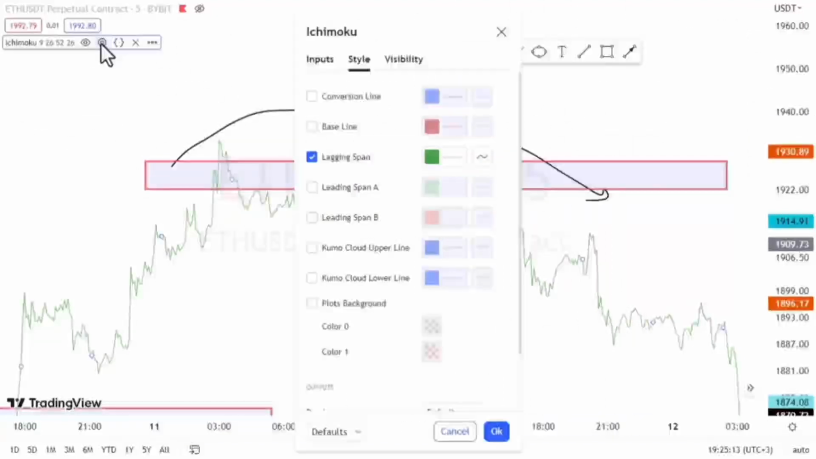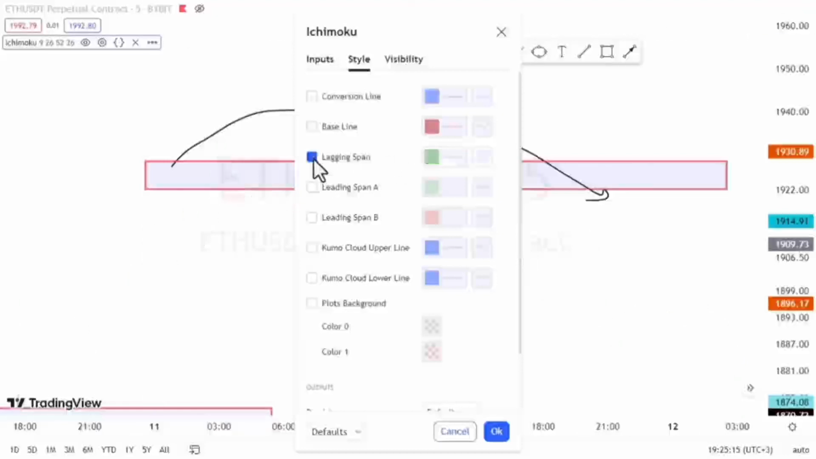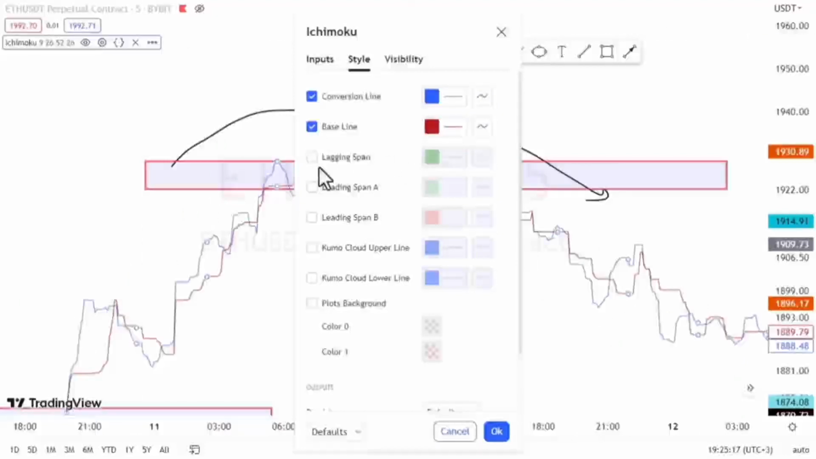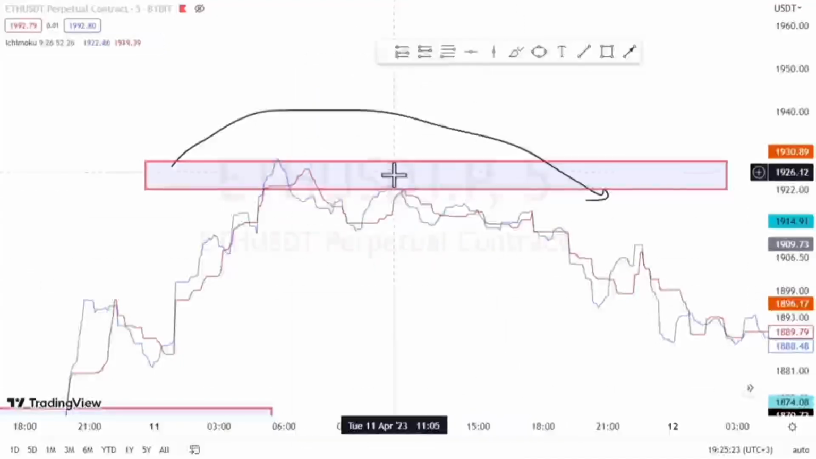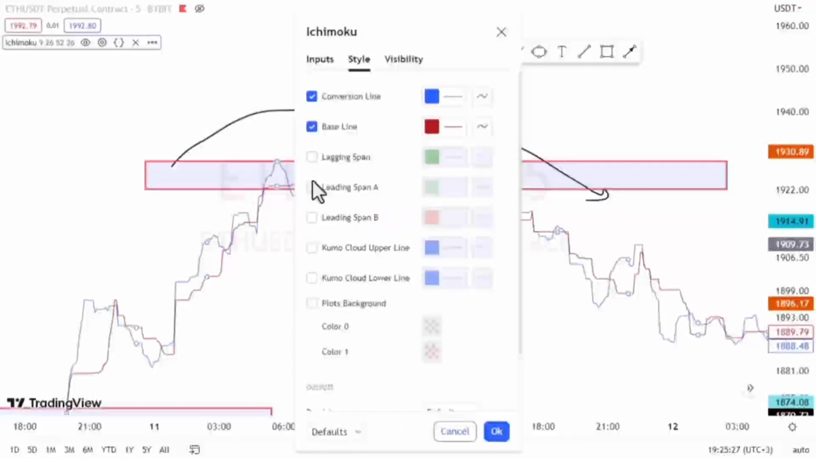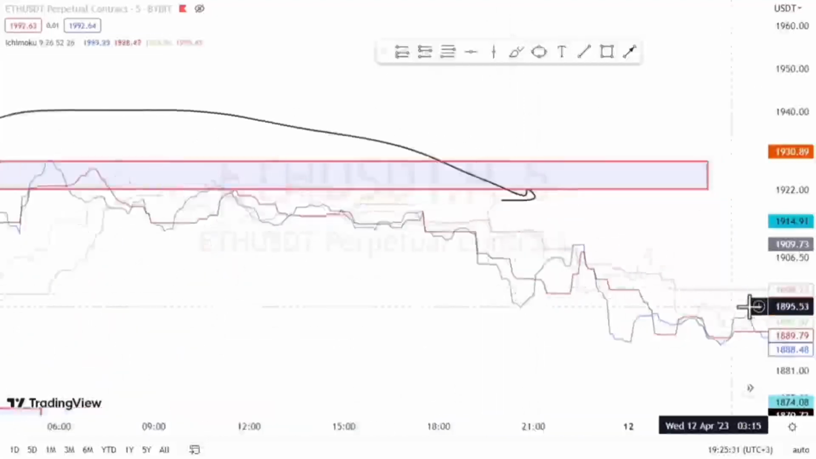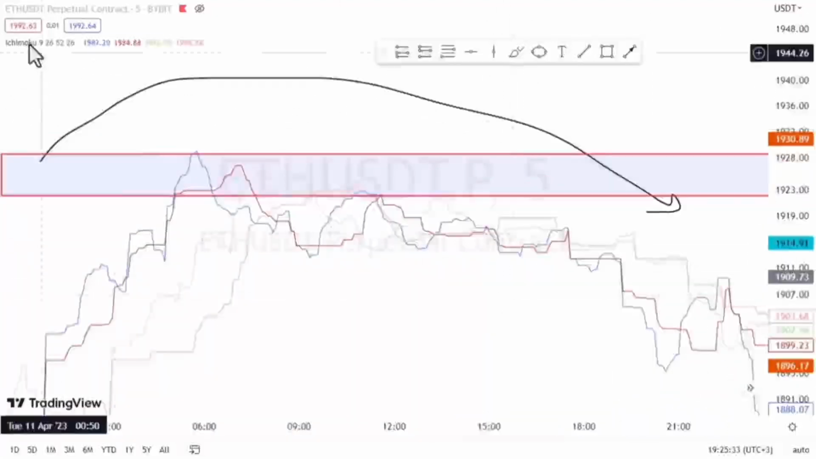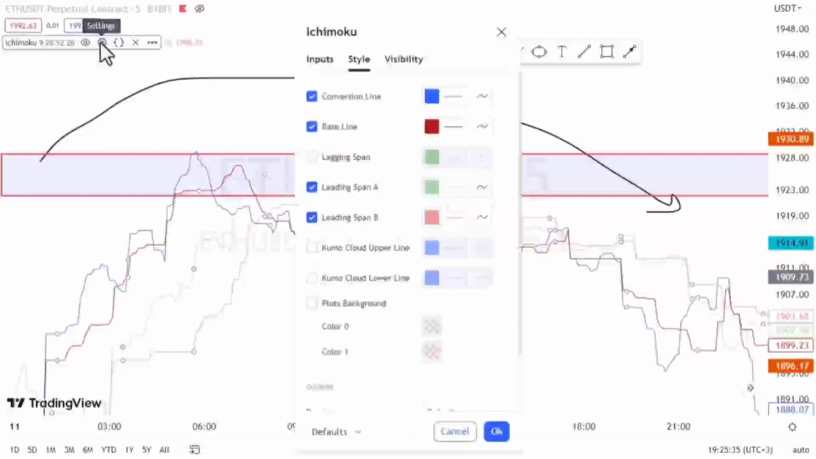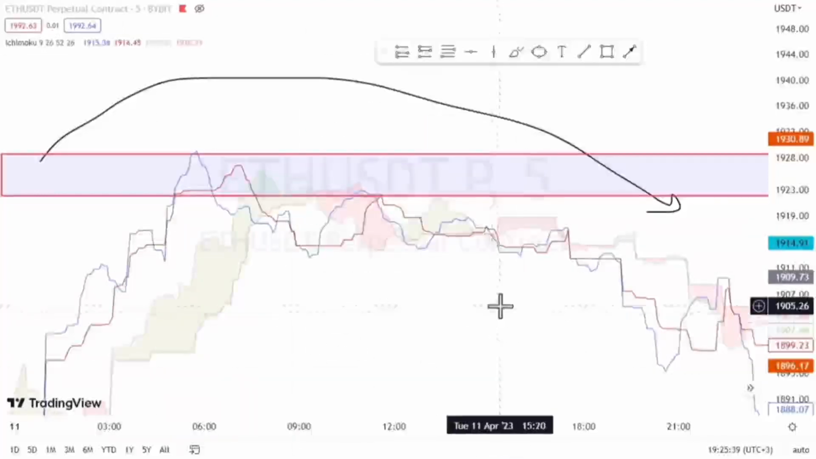And now we're going to get back to Ichimoku, remove lagging span and bring everything up one by one. So we wait for a cross below it. Let me bring the leading span A and B on too. First, it's so messy. Let me bring the plots background. It's so messy, but do not mess up your mind. First, this is our resistance level. We know that the price is about to reverse from here. We are prepared from before.